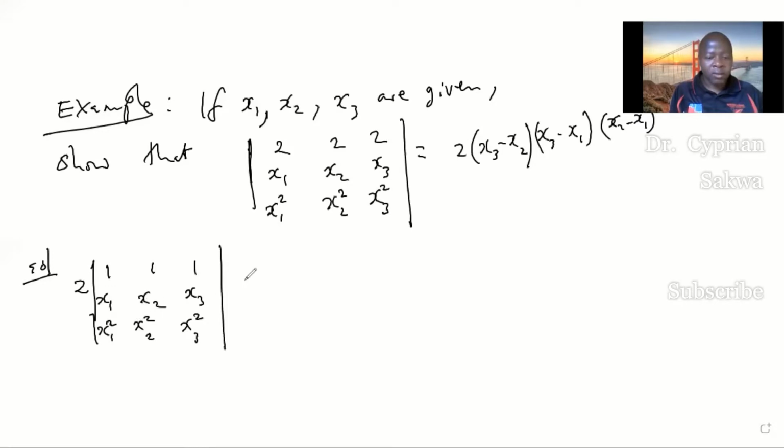Now, what I want to do, I want to look at this. This is what I want to achieve. I can see I have x3 minus x2. I can also see that I have x2 minus x1. So what I want to do here, I want to take column 3 minus column 2 to get the current column 3. I also want to take column 2 minus column 1 to get the current column 2. So what this gives me, that 2 is still outside there. So column 1 remains where it is.